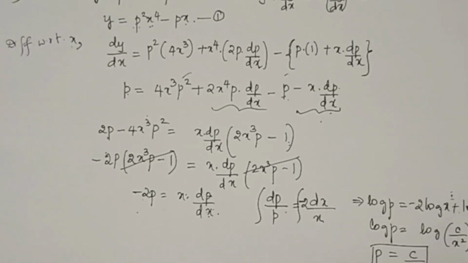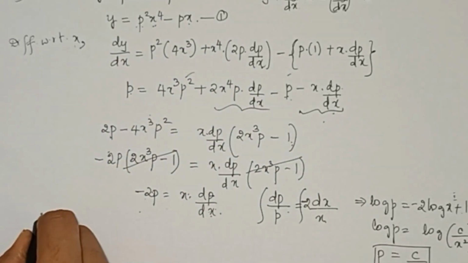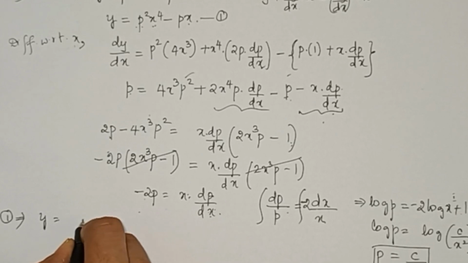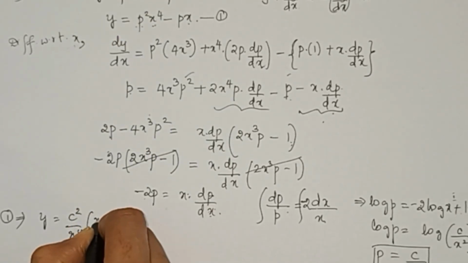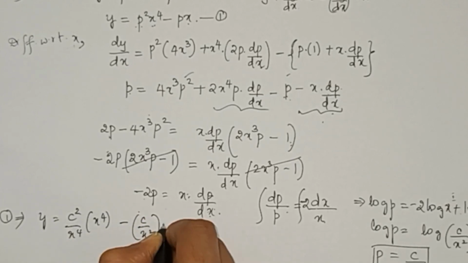Now you have to eliminate p from this equation. So that is, y equal to, from equation 1, y equal to: p is c by x square, so p square is c square by x power 4, into x power 4, minus p, which is c by x square, into x.